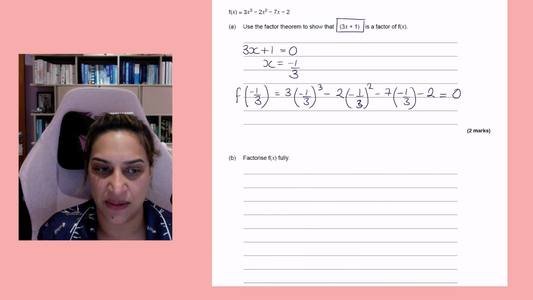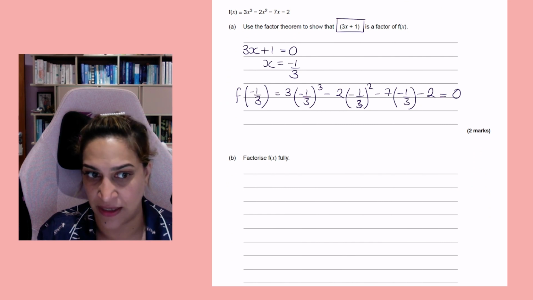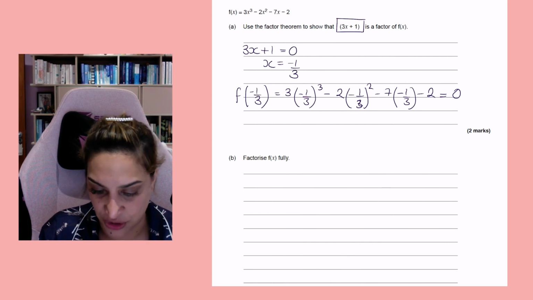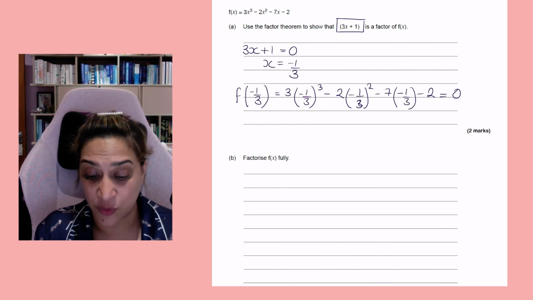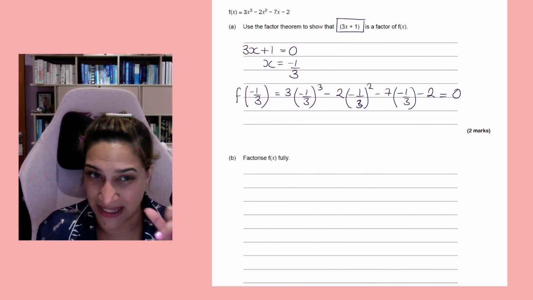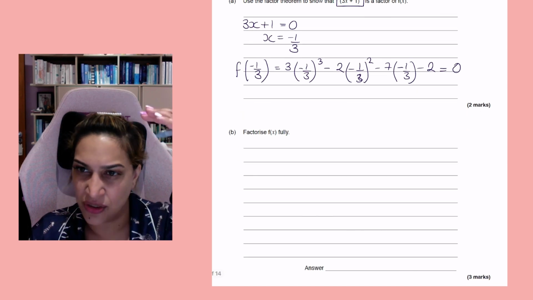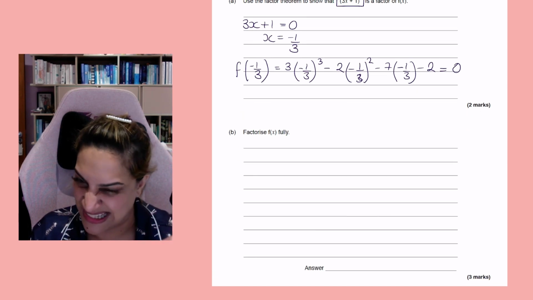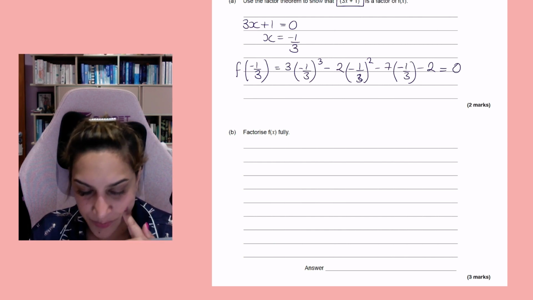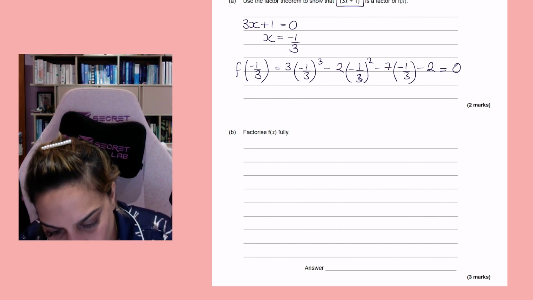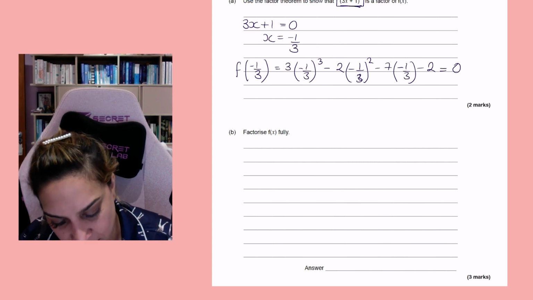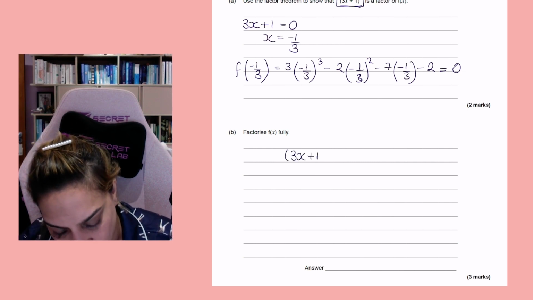Now, you may have learnt this in a few ways. You may have done a long division. You may have also done it by inspection. I do long division slightly differently to the linear form because I think it's easier. Let me show you what I mean. So I've got a cubic. I'm going to take my factor and I'm going to write it 3 times.